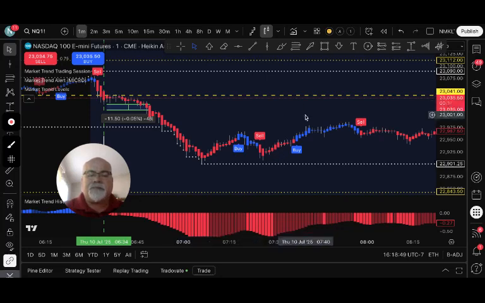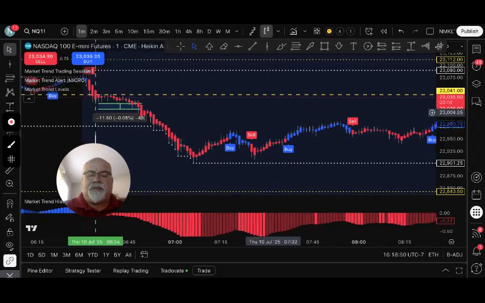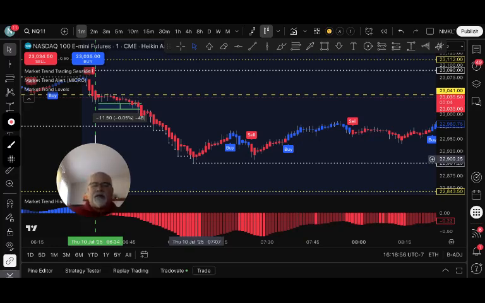Now we start to get into a zone here, and price comes up and it comes back down. You get another sell signal.